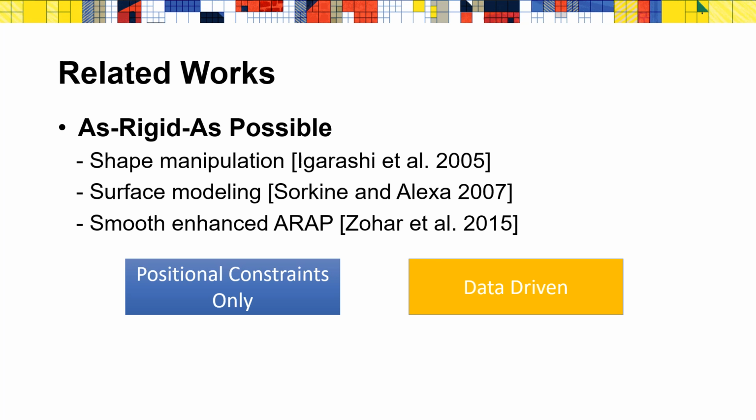There are lots of mesh deformation methods, such as the Laplacian style mesh deformation and as-rigid-as-possible deformation. As rigid as possible is a very famous style to deform shapes. This is Olga's work, and also some recent work on smooth enhanced as-rigid-as-possible. This work is good at keeping the local detail and is able to deform the shape with only handles, with only the positional constraint. However, these methods are not data-driven methods.